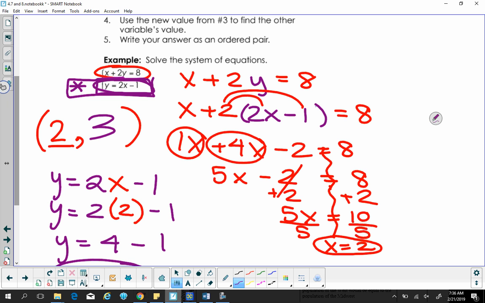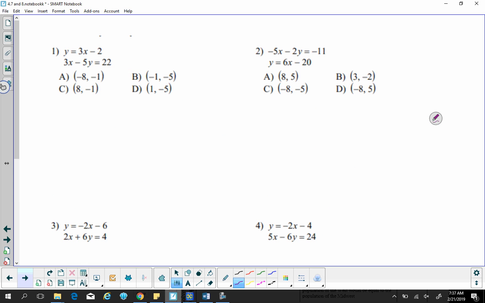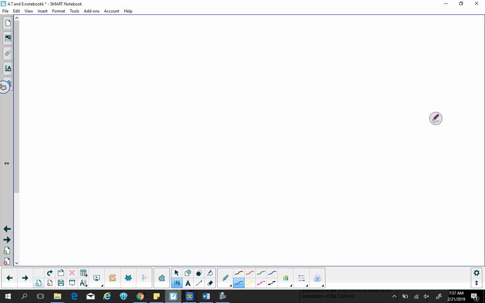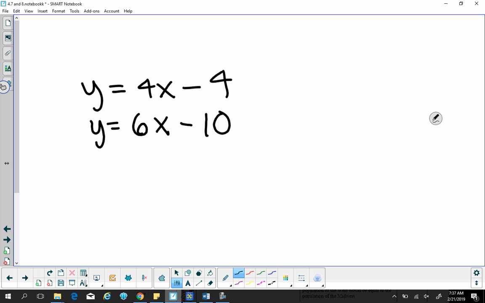Okay, we're going to do one more example that looks a little different, so turn that paper over. Turn that paper over, and you're going to write this one down. So now we have two equations that look like this. y equals 4x minus 4. And y equals 6x minus 10. So turn your paper over, you're writing those two equations down.